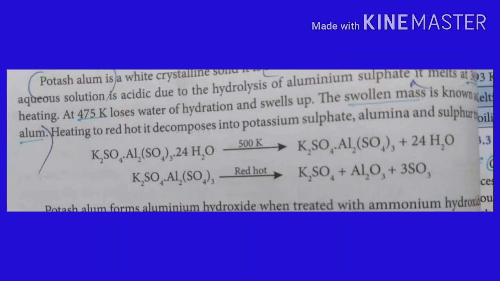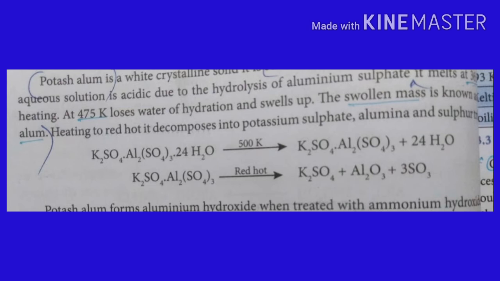Next one is the properties of potash alum. When you heat potash alum up to 365 Kelvin, it starts melting. Then after 475 Kelvin, it loses all the water molecules and it swells up. What is meant by swells up? Swollen. The swollen mass is known as the burnt alum.